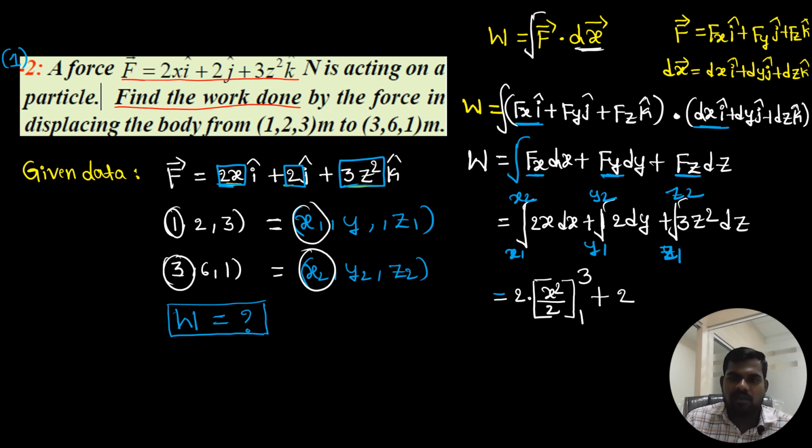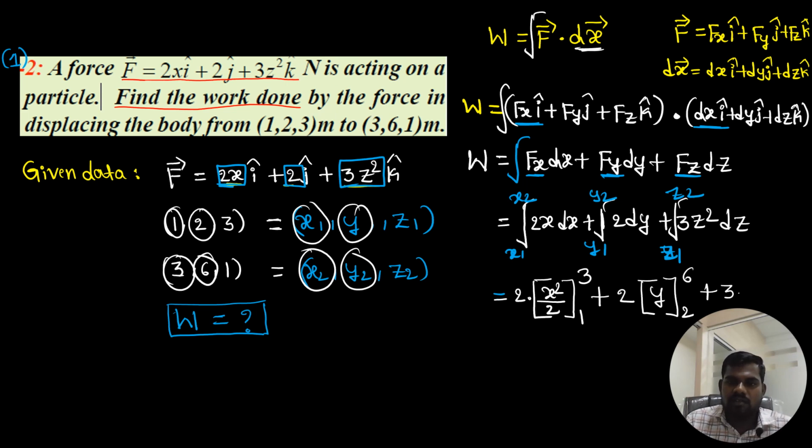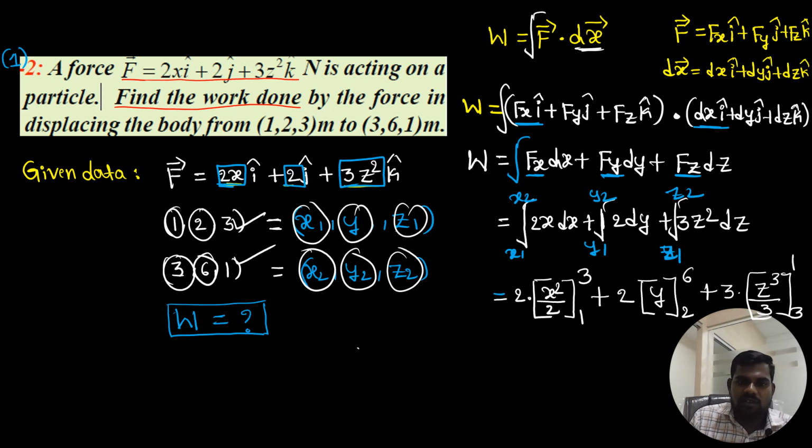So integration of dy means y. The limits are y1 and y2, which is nothing but 2 and 6, plus 3 into z cube by 3. Similarly, the limits are z1, z2, which means 3 comma 1. So that is equal to 2. Here 2 gets cancelled, here 3 gets cancelled.